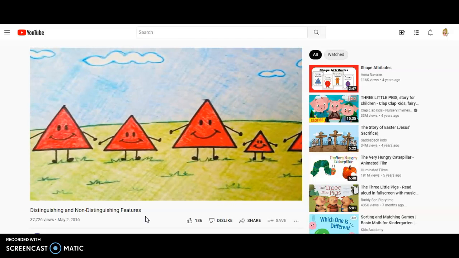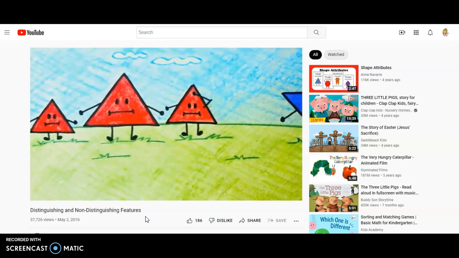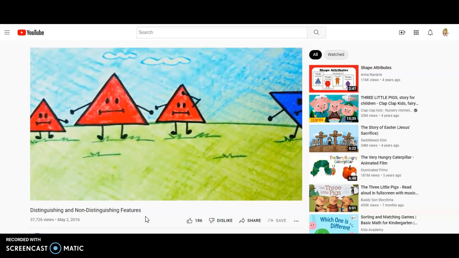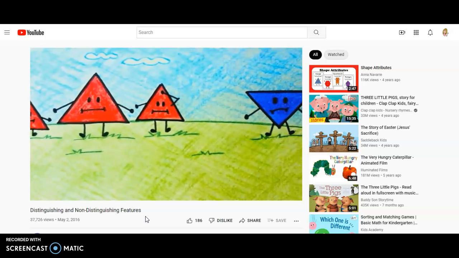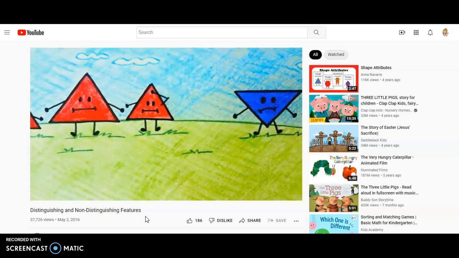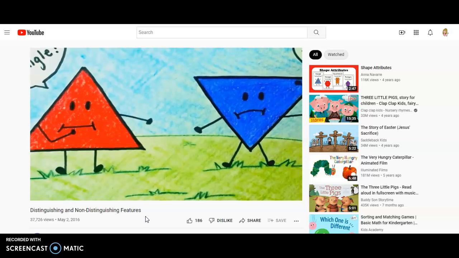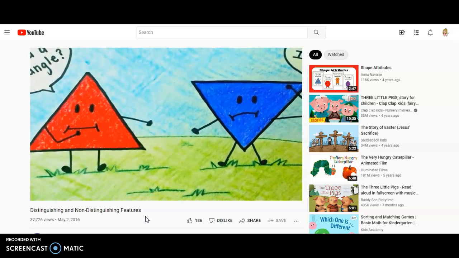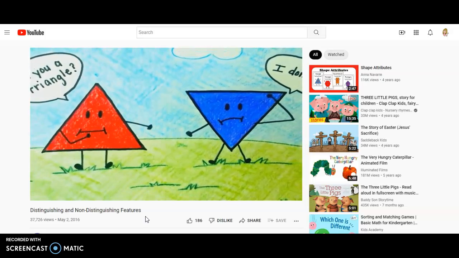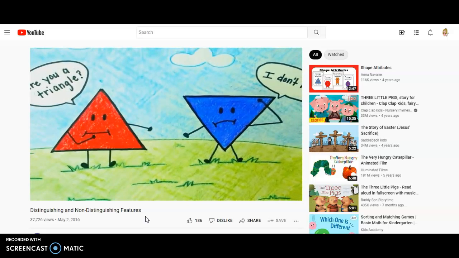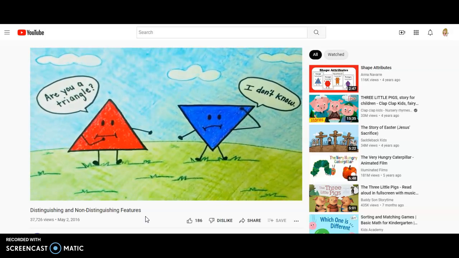Then one day, while all the triangles played, they spotted someone new and different who had come to Triangle Land. He looked like all of the other triangle friends, but was he a triangle? He was a different color than all of the other triangles and was facing a different way. "Are you a triangle?" a triangle asked him. "I don't know," he replied. "What makes a triangle a triangle?" they both wondered.